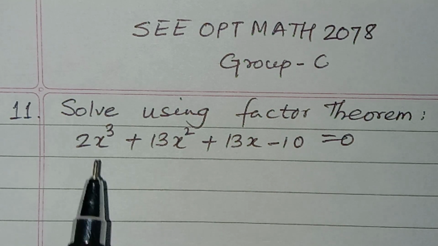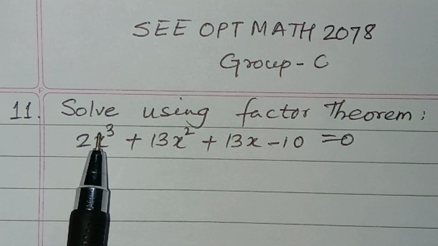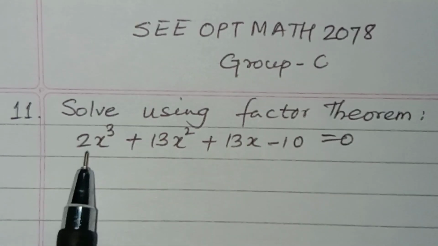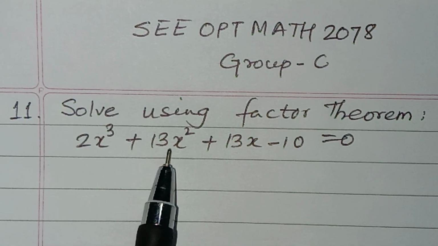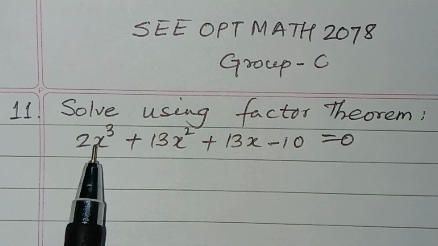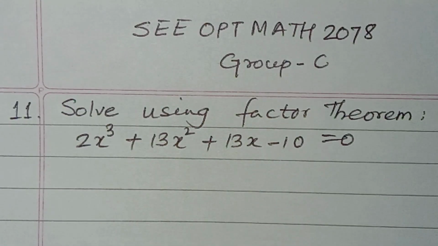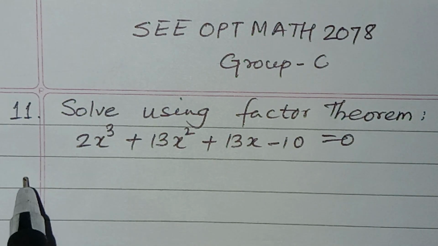If we check with plus 2, it is going to make 16, 52, 26 and 10. 16 and 52 make 68, and this is going to make plus 16. So this is also not 0. Now minus 2, of course, minus 2 will be the 0. Now let's check. First of all, I'm going to write the solution.